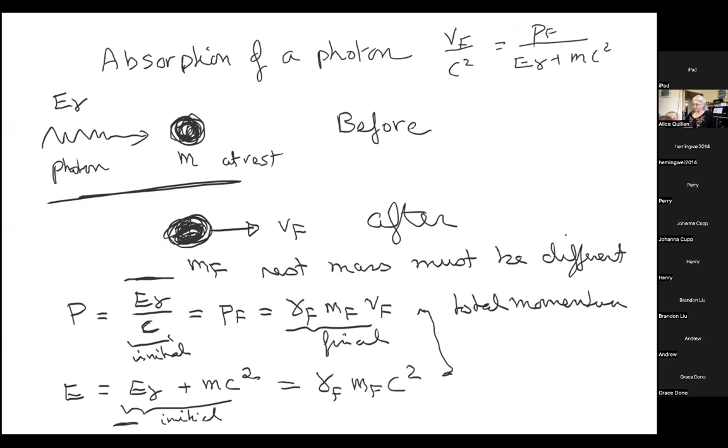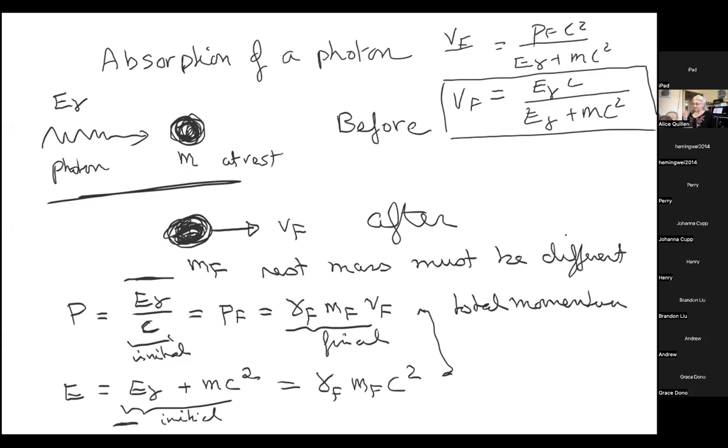And then I can move this C squared onto the other side. And I get that. And now I can replace P F with E gamma over C. So it's E gamma C over E gamma plus M C squared. So now we know the final velocity. And since we know the final velocity, we can compute gamma f, and then put that in here, and use the fact that E gamma plus M C squared is equal to gamma f M F C squared to solve for M F. So once we have V F, solving for M F is not that hard. So I'm just going to write down the answer here.